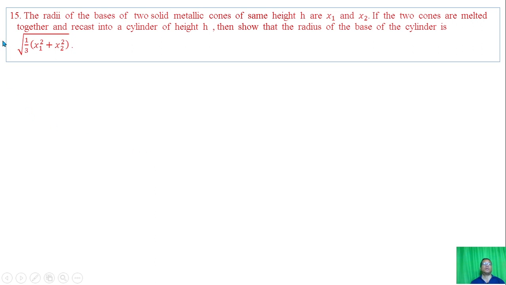Question number 15. The radii of the bases of two solid metallic cones of same height h are x1 and x2. If the two cones are melted together and recast into a cylinder of height h, then show that the radius of the base of the cylinder is this.